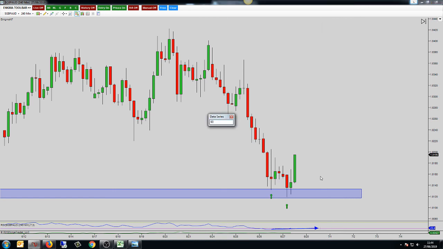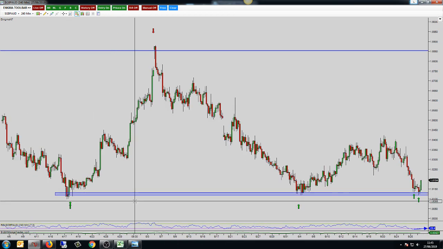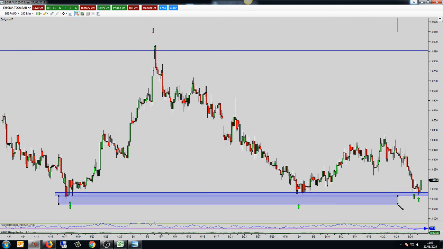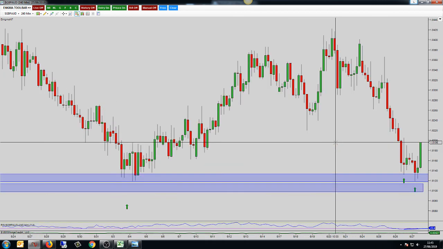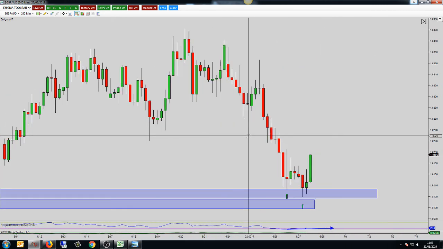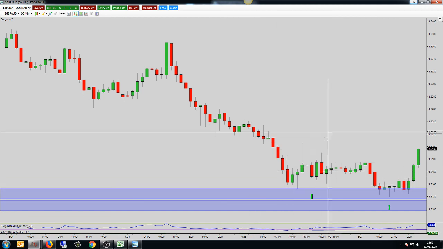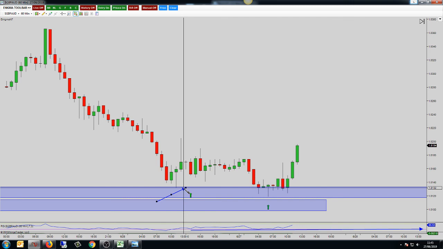Let's go and take a look at the 60. And the reason we didn't take it, guys, just to explain, for me, I like to take them at the very lows. So this lower level here is where I was really looking at. But one is forming. So let's just check, is this valid on the 60? No, it's not valid on the 60. On the 60, we violated to the downside.